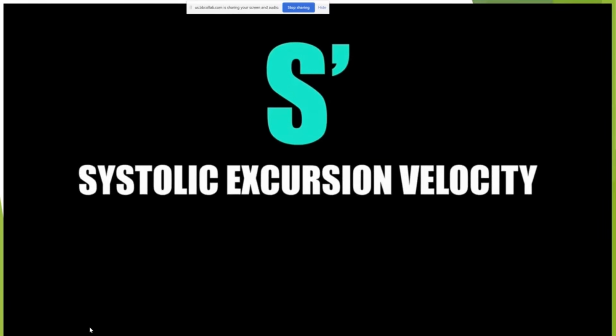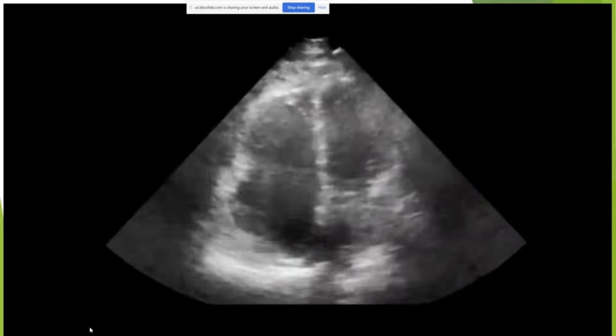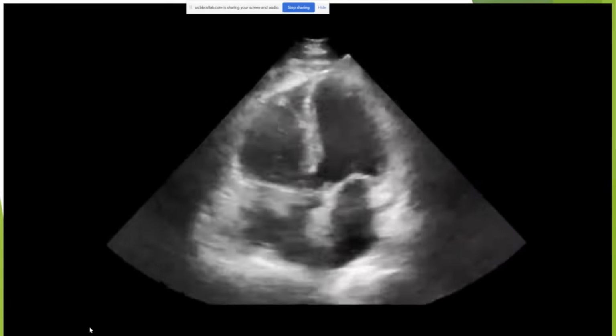Systolic excursion, this is very similar. You're going to be doing this in the same area as you do TAPSE, but you are going to be using pulsed wave Doppler instead of your M mode.